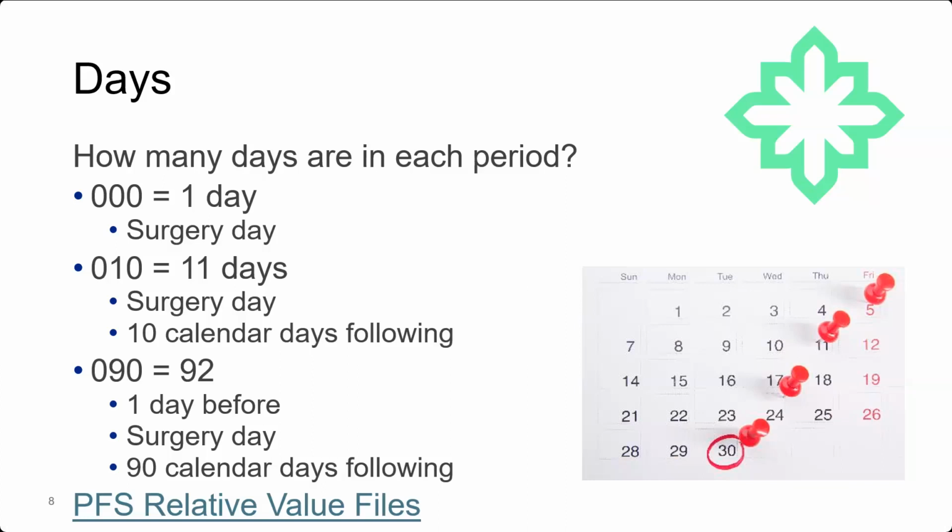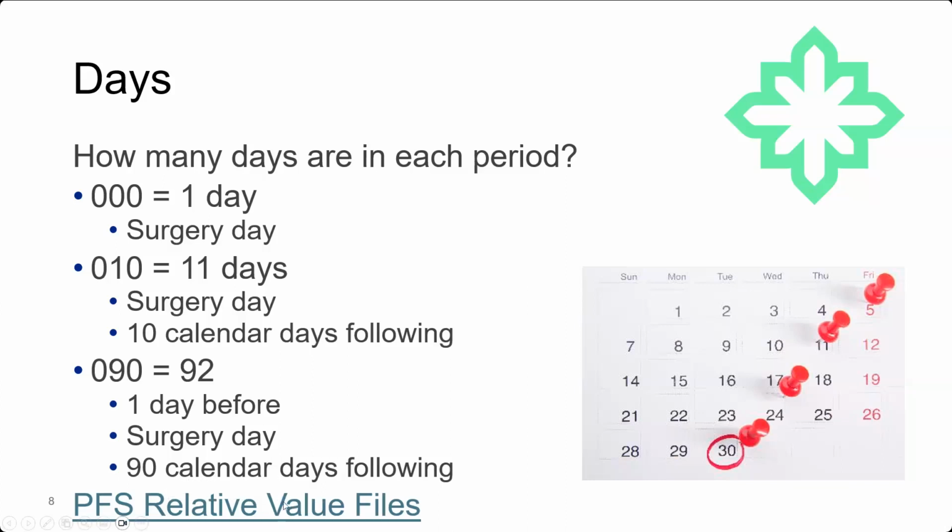Also 10 means the day of the procedure, which would incorporate the preoperative care, and 10 days following, which is 11 total calendar days. So the surgery day plus 10 calendar days following. It's 11 days. Now the major surgeries fall into a 090, which is 92 days. That's the day before, the day of surgery, and 90 days following. So 92 days. If you want to use the link, I'm just going to open it up this way, you can go to the physician relative value files right here.